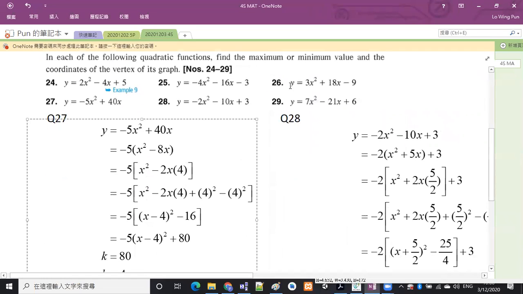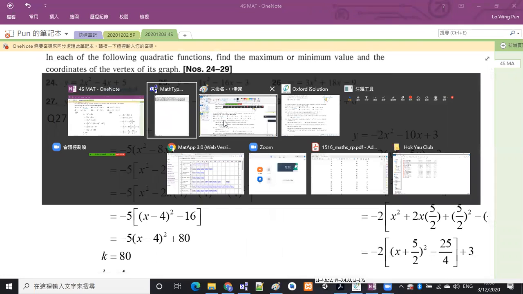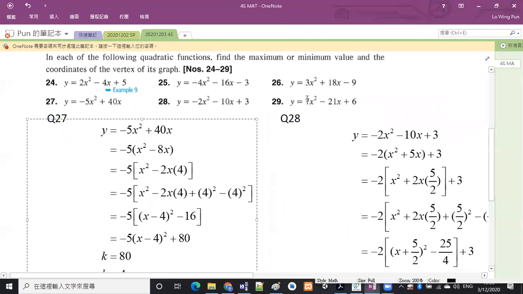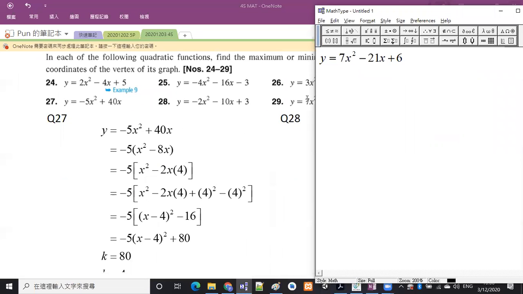Number 29. So y is equal to 7x squared minus 21x plus 6. Okay. We do the same thing. Take out the a and leave the constant term behind.